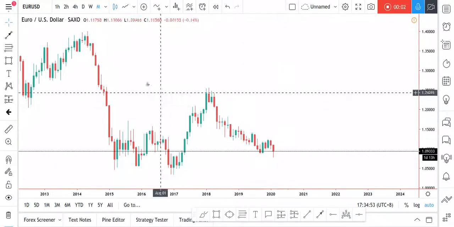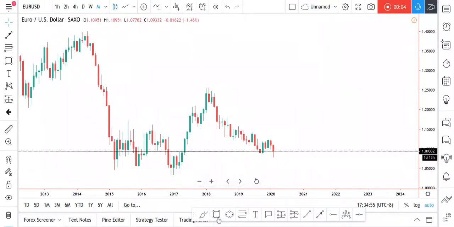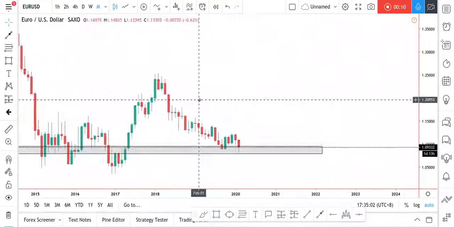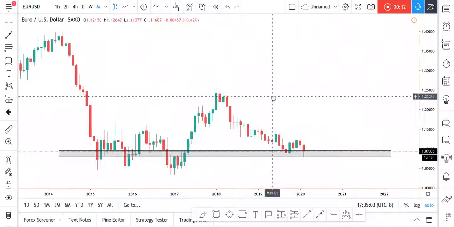What's up, traders? Let's have a quick look at EURUSD from a monthly time frame. From a monthly time frame, we have this very strong support area over here for EURUSD.